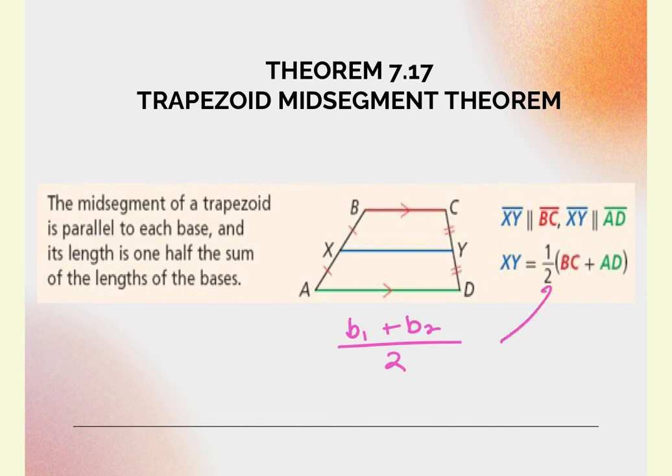So this is the same as that. These are the same. Add base 1 and base 2 and divide by 2. So you'll use this to either find the length of an actual mid-segment, or it might give you the length of the mid-segment and you're using it to find the length of one of the sides.